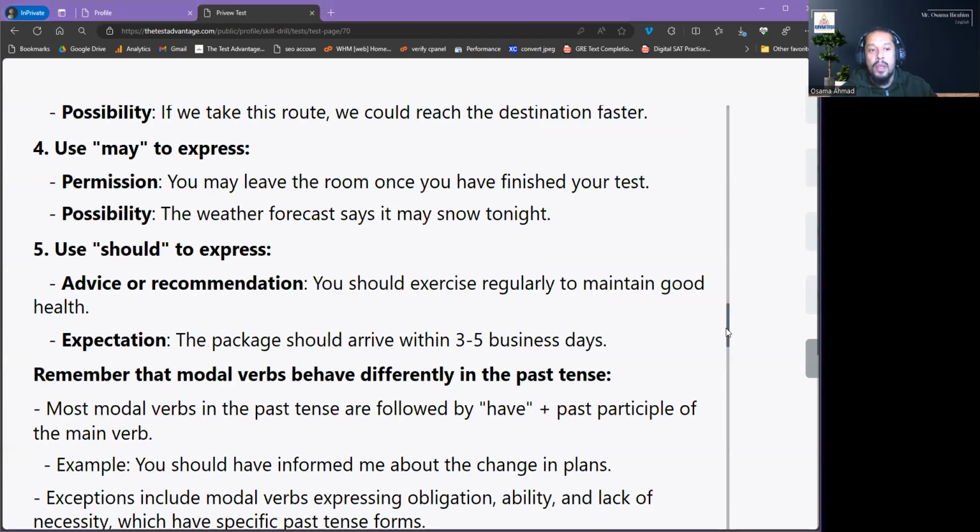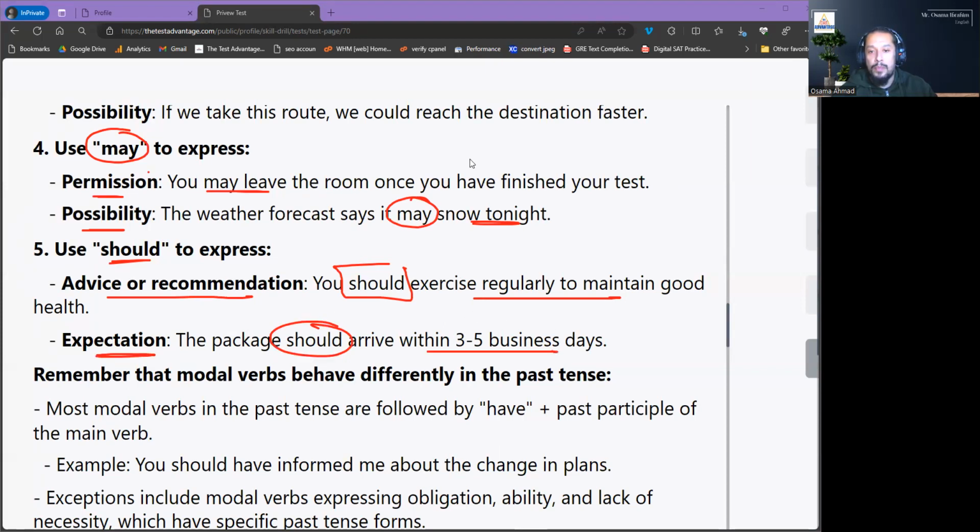Number four, may. When do we use may? Permission. You may leave the room. Possibility. The weather forecast says it may snow. And should. When do we use should? For advice or recommendation. You should exercise regularly to maintain good health. Expectation. The package should arrive here.